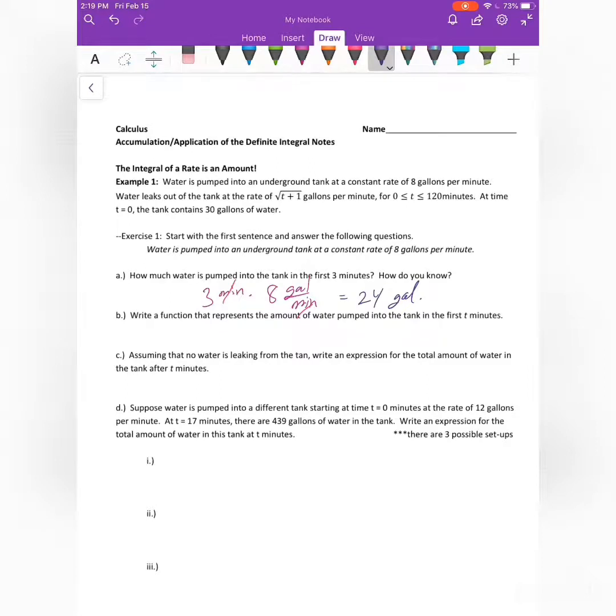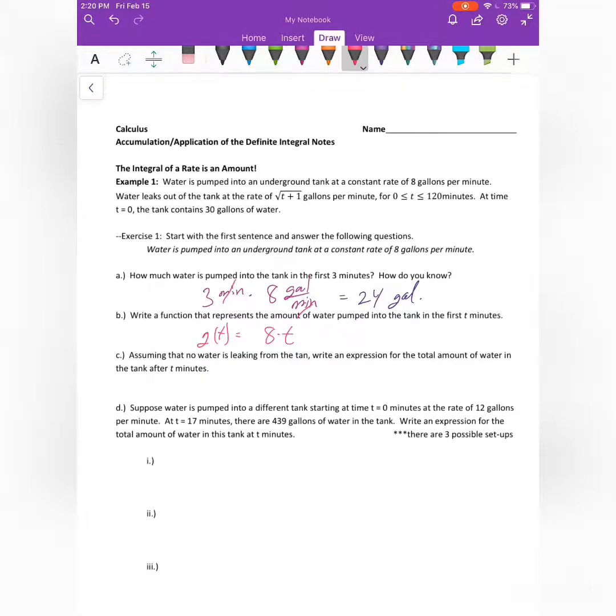The next one, write a function that represents the amount of water pumped into the tank at any time in the first T minutes. So you want more of a function here. So let's name our function, I don't know, let's call it G of T gallons at any time. And we just want to know how much is being pumped into the tank. So again, only that first sentence of this problem are we looking at, and it's 8 gallons per minute. So there you go. We got a function that you take 8 and you multiply by however many minutes there are, and it'll always tell you how many gallons were pumped into the tank.